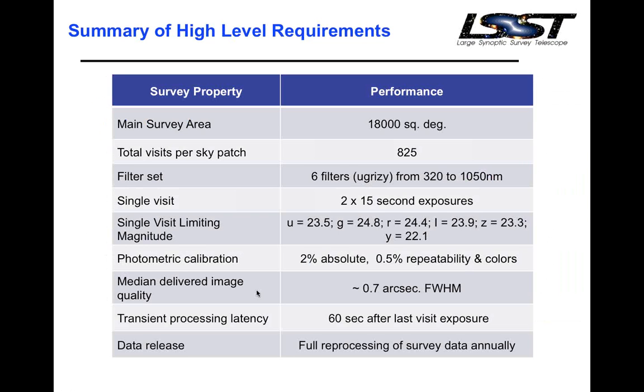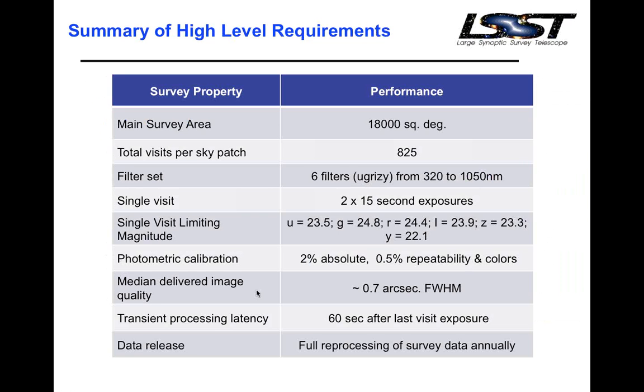And a visit is a pair of two 15-second exposures separated by a 4-second interval where we open and close the shutter and read out the entire 3 billion pixel array. So we'll do this survey in 6 distinct colors, U, G, R, I, Z, Y, which go from 320 nanometers out to beyond 1 micron.